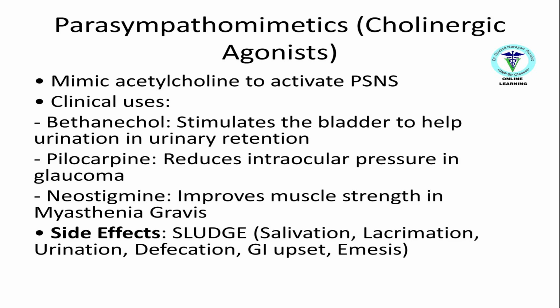Parasympathomimetics, also called cholinergic agonists, mimic the action of acetylcholine to activate the parasympathetic nervous system. They work by stimulating muscarinic and sometimes nicotinic receptors, producing responses similar to the body's natural PSNS activity. Some key drugs and their clinical uses include bethanechol, which stimulates the bladder muscles, helping with urination in cases of urinary retention. Pilocarpine reduces intraocular pressure, making it useful in treating glaucoma. Neostigmine enhances muscle strength by inhibiting acetylcholinesterase, which is particularly helpful in myasthenia gravis patients.